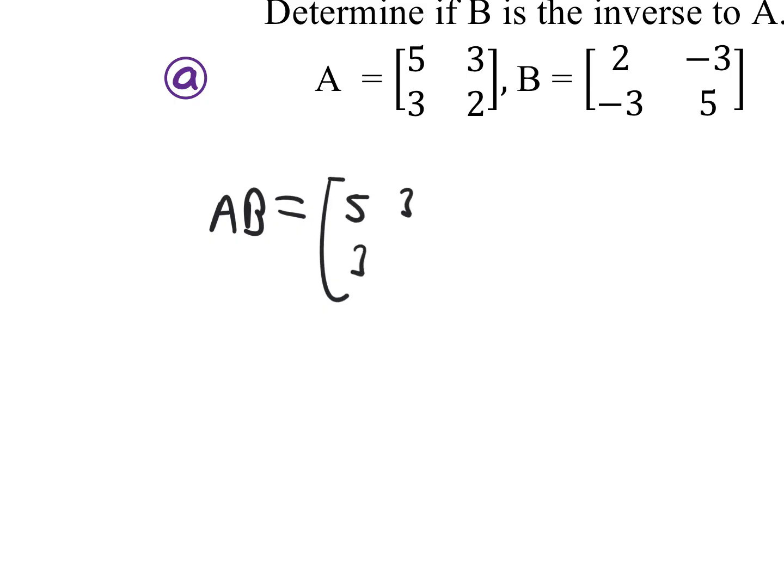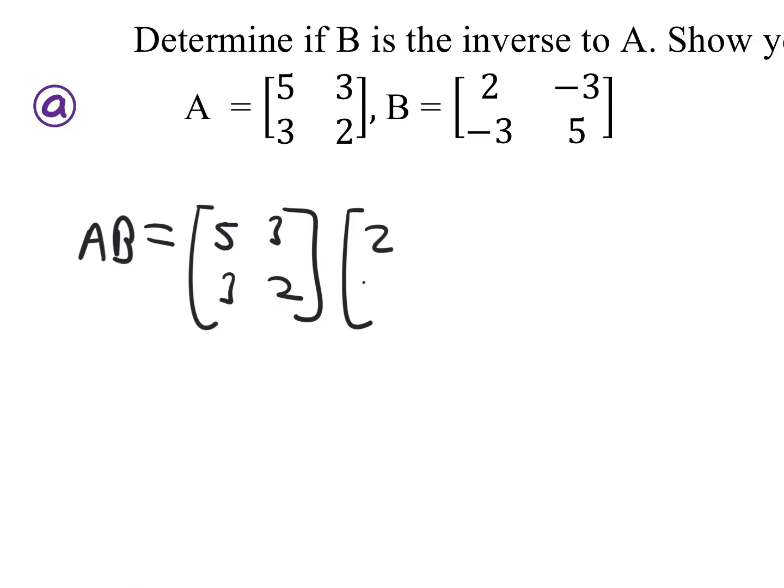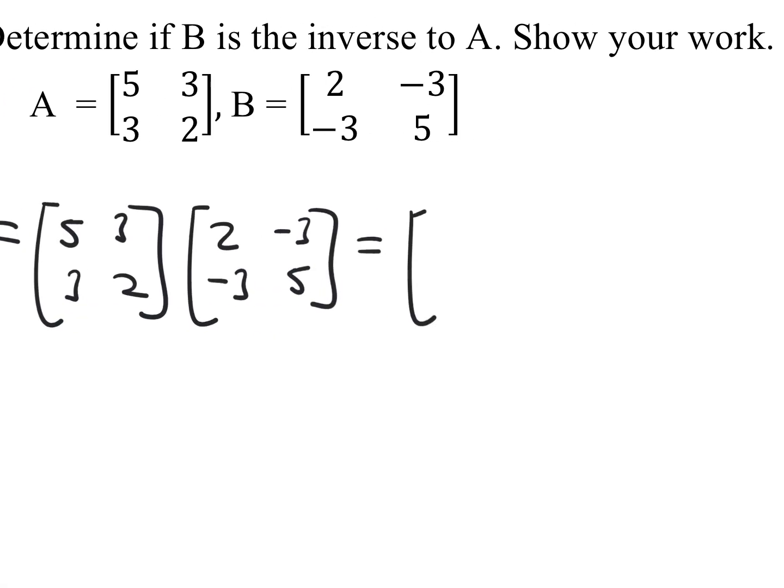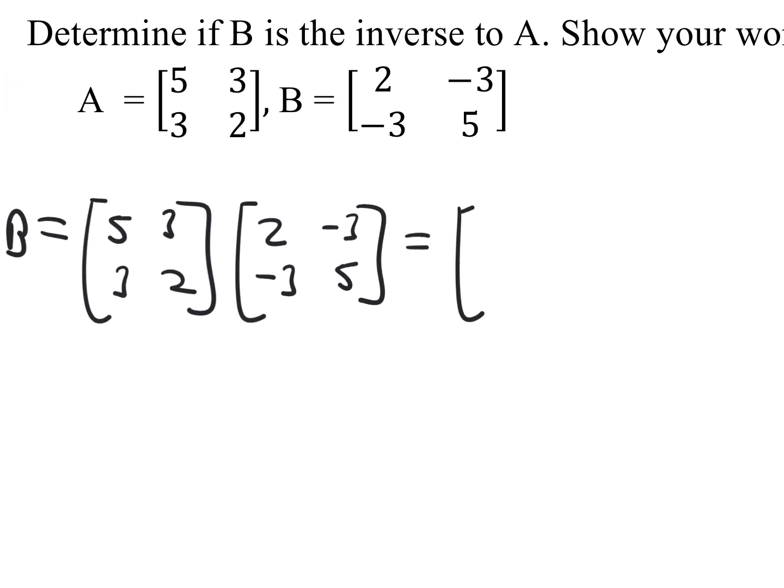So 5, 3, 3, and 2 times 2, -3, -3, and 5. But otherwise, we do the exact same thing. All right, doing row by column, what do we get as our first entry? 10 minus 9, good. All right, we did 5 times 2 and then 3 times -3.